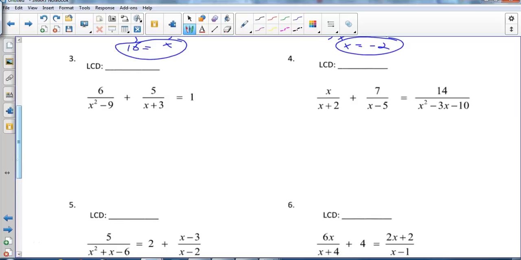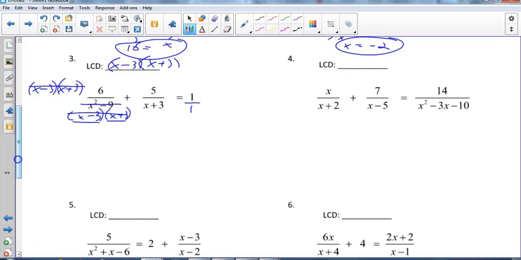Number 3. First step, always factor if need be. Difference of two squares, x minus 3, x plus 3. Now, we look and see what we have. It's over 1. So we need an x minus 3 and an x plus 3. That's our LCD. Well, this is easy over here because when we multiply this side by x minus 3, x plus 3, everything is going to cancel.